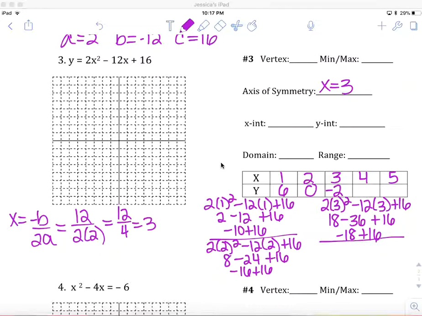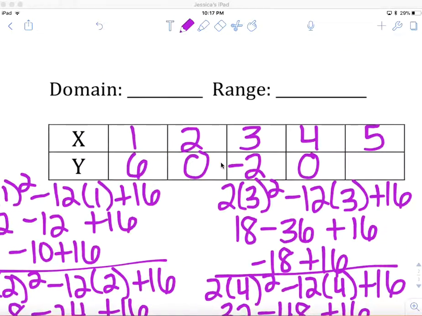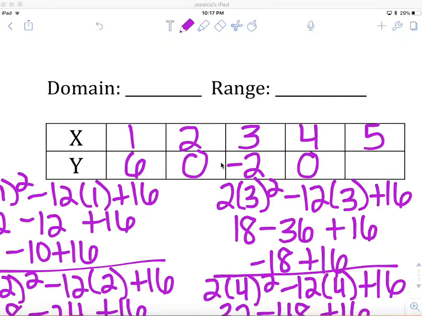Plugging in 4, I get 2 times 16, which is 32, minus 48 plus 16, which is negative 16 plus 16, which is 0. You'll notice that your table is symmetric around your vertex, around your axis of symmetry. So by looking at the pattern, when x is 5, your y has to be 6 because it has to stay symmetric.